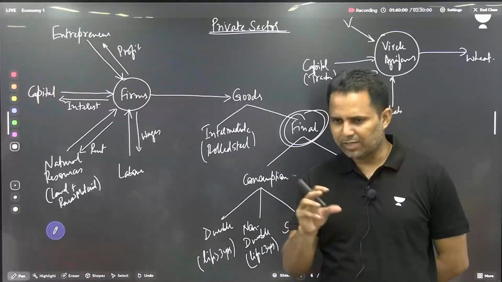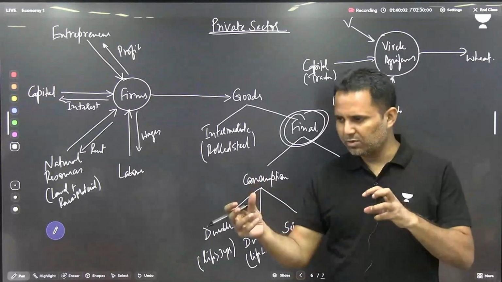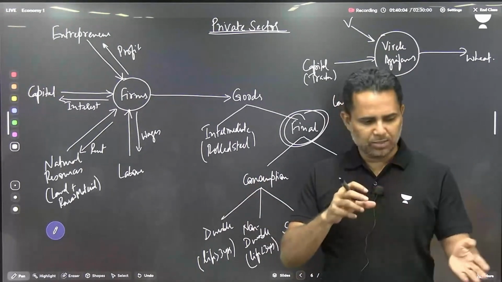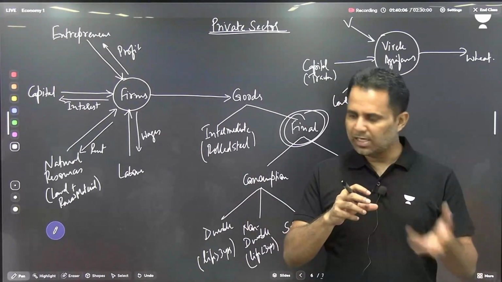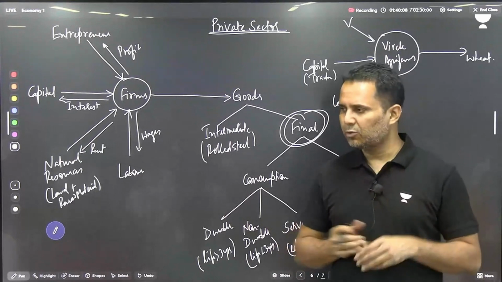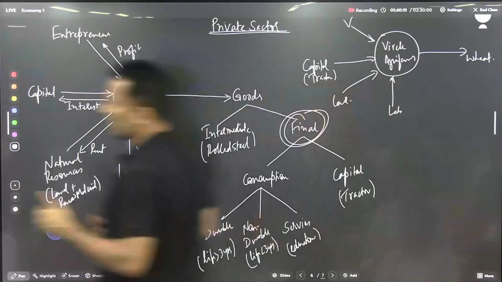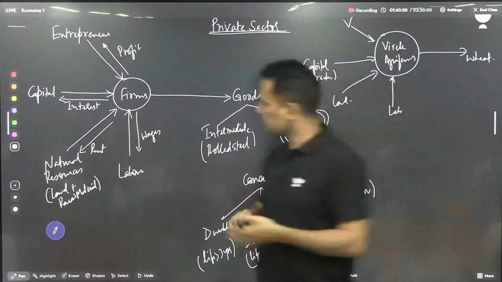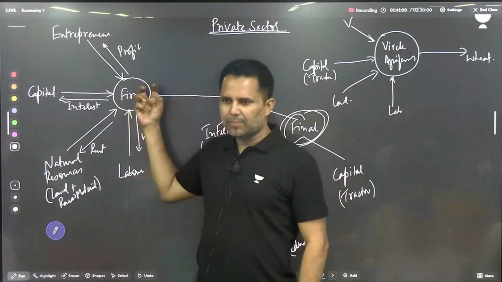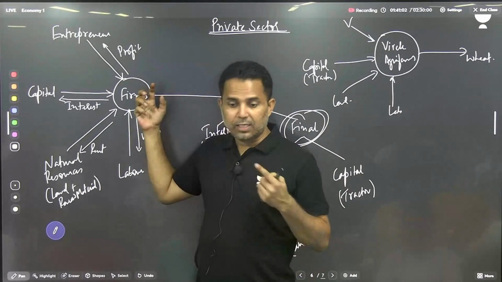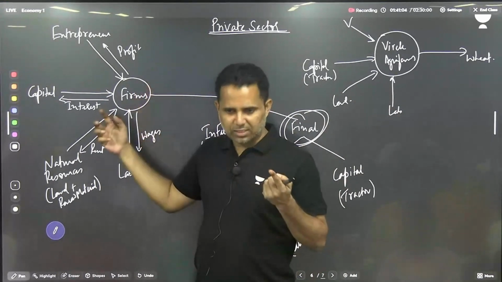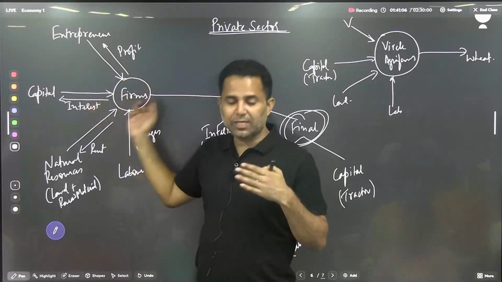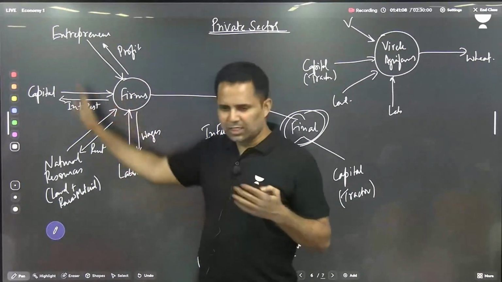McDonald's burger. So McDonald's is producing burger, which is a consumption good. What is the capital? Building, burger machine. So either you are producing consumption good or capital good, for both we require capital goods. A company may require intermediate goods as a raw material, as an input. Here, intermediate goods are not mentioned anywhere.